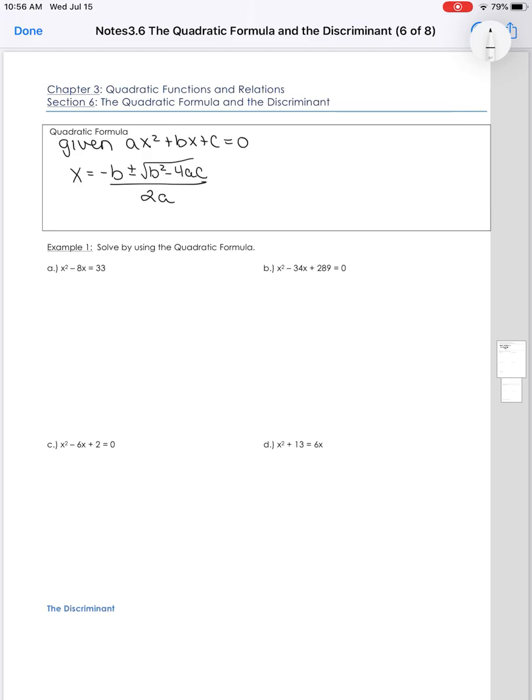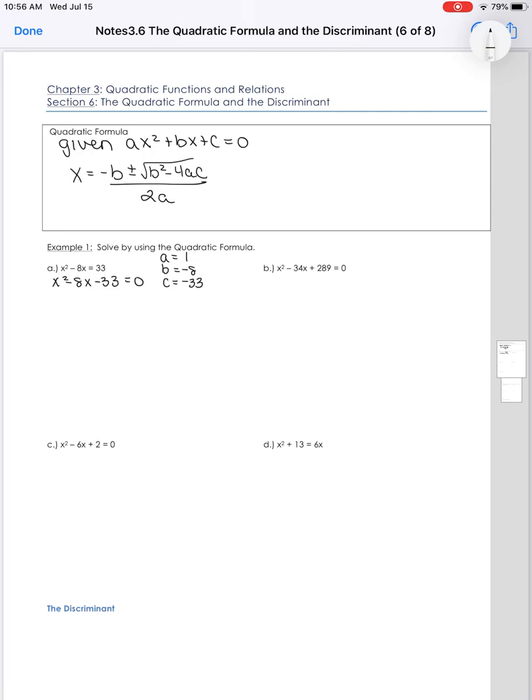2a. Okay, the most important thing with these is that you make sure that you identify what your a, your b, and your c are before you do anything, because that can definitely impact everything. And all of your answers always need to be simplified completely.